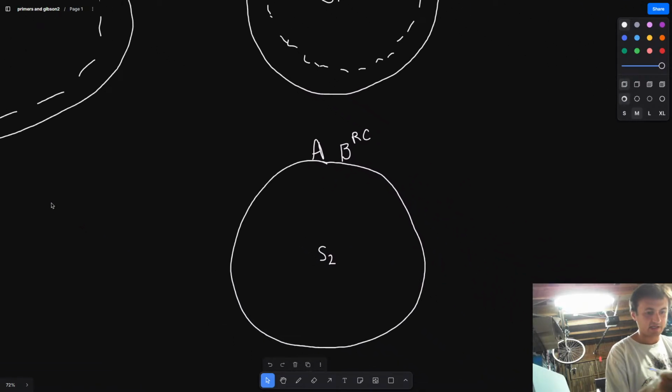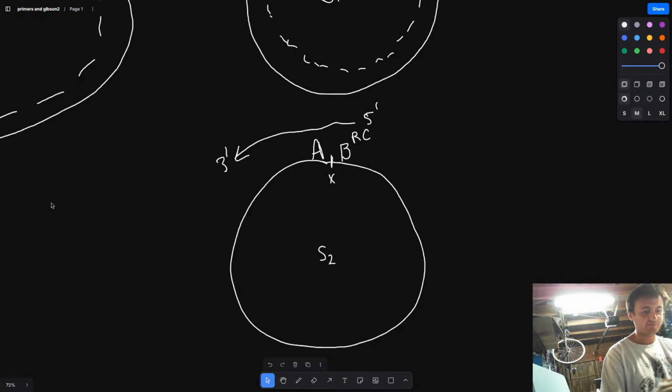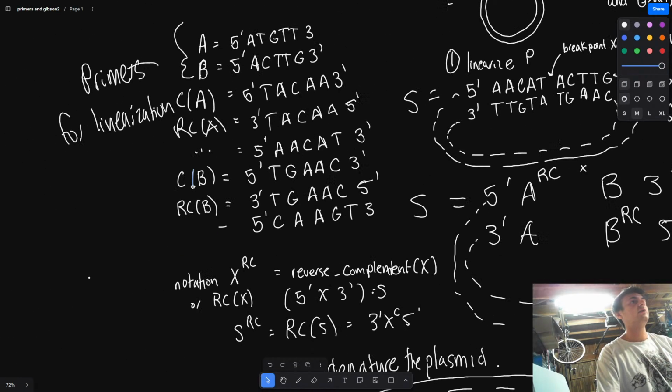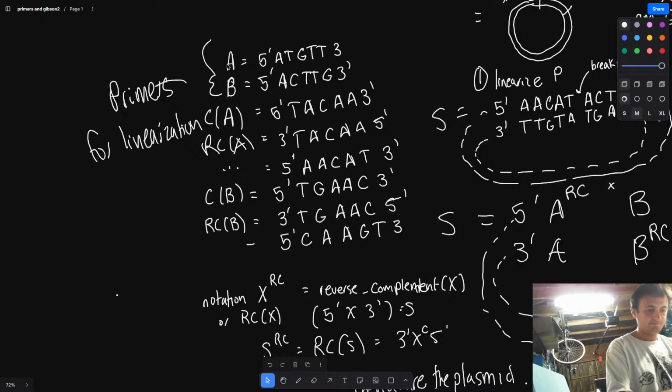Yes, so BRC and A. So this is still X. And this is going to be 5 prime to 3 prime. So they're flipped, right? Okay, that's good. So what was our second primer? So maybe we should say that these are our primers for A and B. I added a note up here.